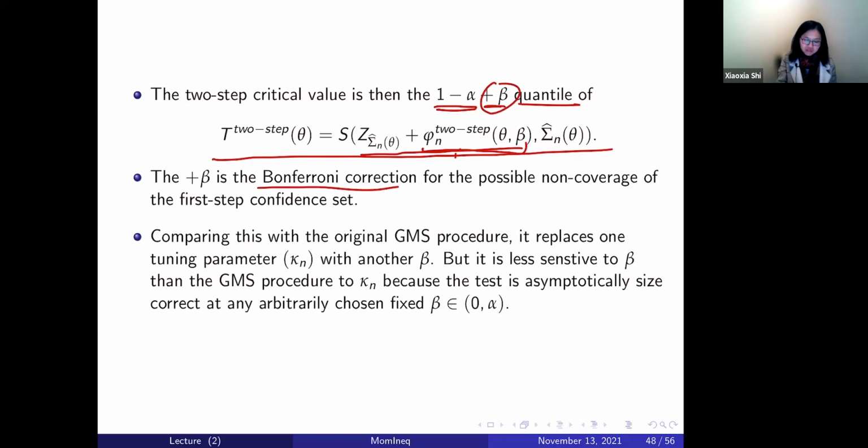So comparing with the original GMS, there is no longer a tuning parameter for the threshold, but there is a tuning parameter for the Bonferroni, for the confidence level of the first step confidence set for root n mu. But this beta is a better tuning parameter because it doesn't affect the size of the test. It only affects the power. This is not like the kappa n, which affects both the size and the power.